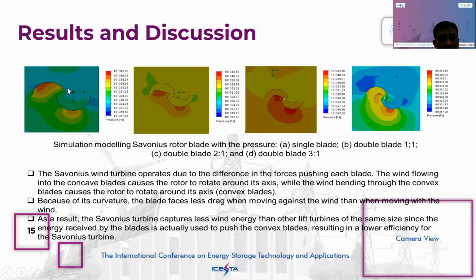Also the same, this is some color: red, green, blue, yellow. This is also the state of the pressure along the blade of the Savonius rotor.